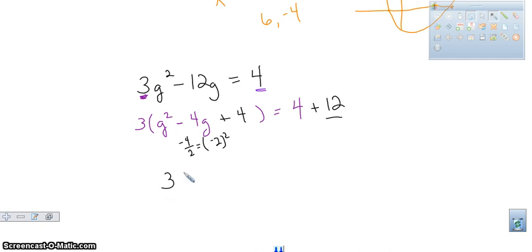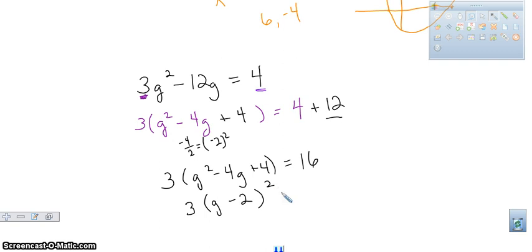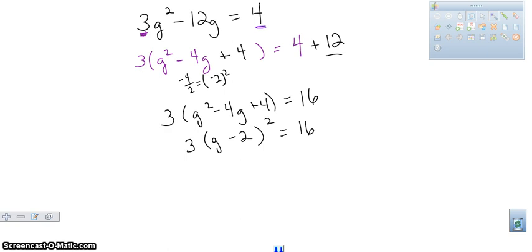So now I have 3 times g squared minus 4g plus 4 equals 16. Then I have 3 times g minus 2 squared when I factor, because the factors of 4 are 2 and 2, and it's a minus, equals 16. In this problem, before you take the square root you have to divide by 3 first, because you want the squared term by itself. So you have g minus 2 squared equals 16 thirds.